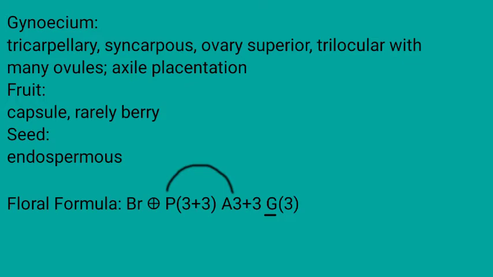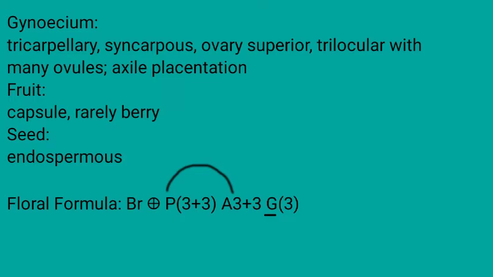Then gynoecium, tricarpellary, three carpels, syncarpous. These three carpels are fused, which is called syncarpous condition. Ovary is superior, which means the ovary is present above the thalamus. Trilocular, three locules are present, and the ovary contains many ovules and shows axile placentation. Coming to fruit, fruit of the Liliaceae is mostly capsule, rarely berry.